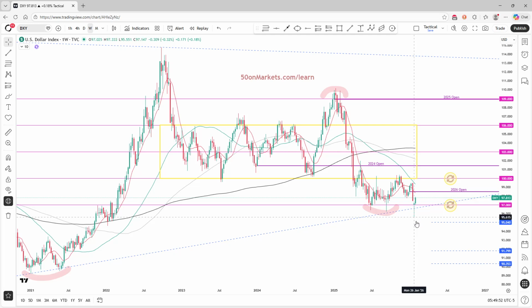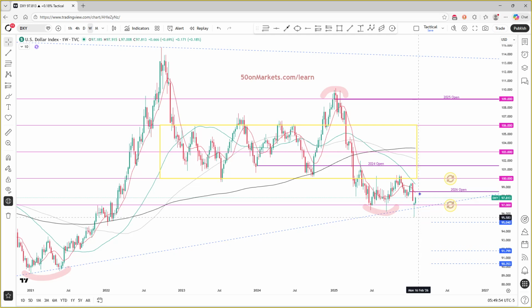So here, your base case assumption when you see this is that the market's going to try and come back into this 10-week moving average, back into the 2026 open. Now, it doesn't mean everything shifted. It's just a little bit of a healthy rotation inside the range.